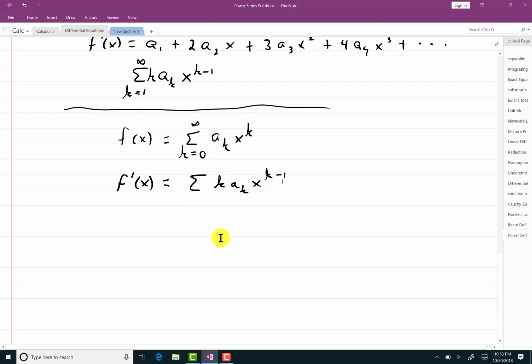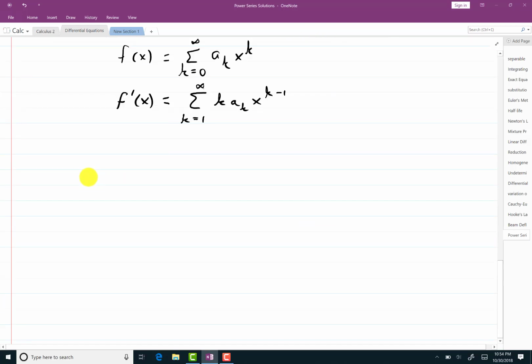Now, you got to know, though, that you start this time when k equals 1 and go off to infinity. That's not always going to be the case, but a lot of the times it is the case. Notice that in the original function I start at 0. In the differentiated function I start at 1. So when they're simple polynomials like this, even though they're infinite, they will work like this.